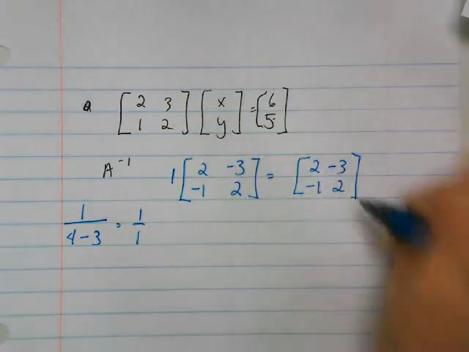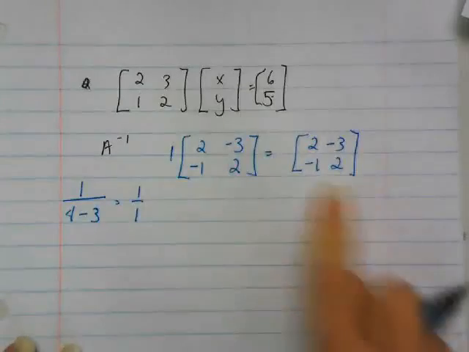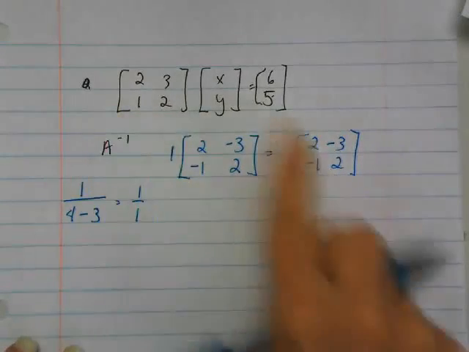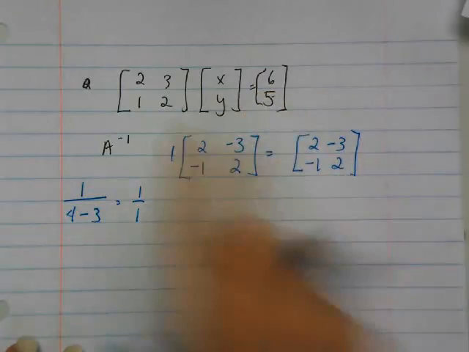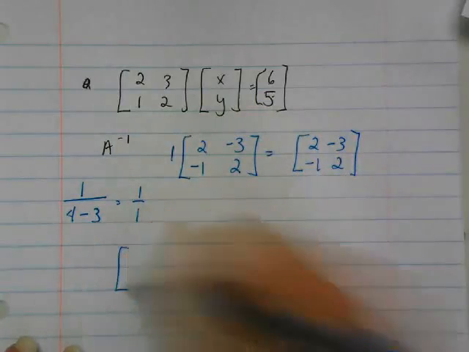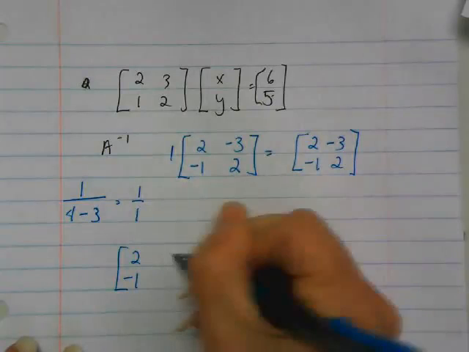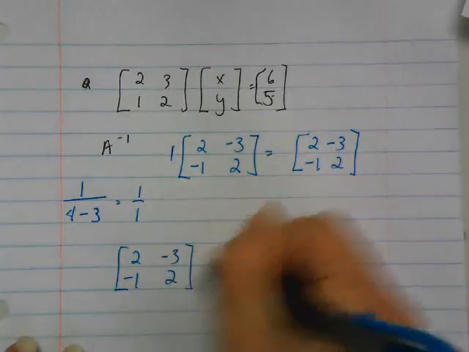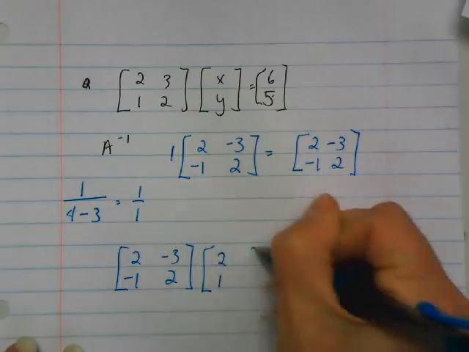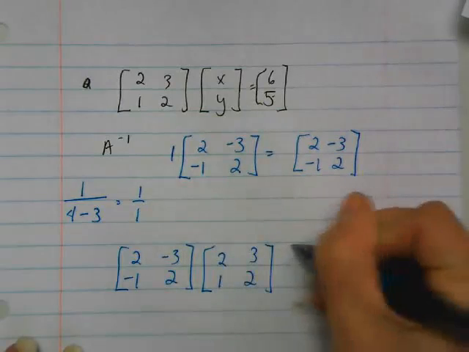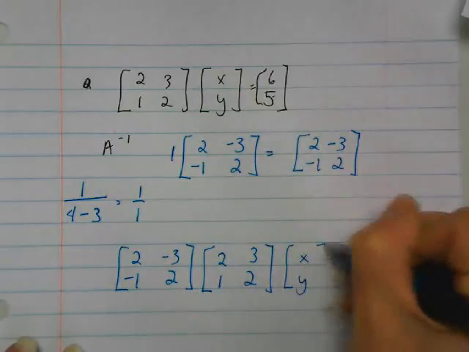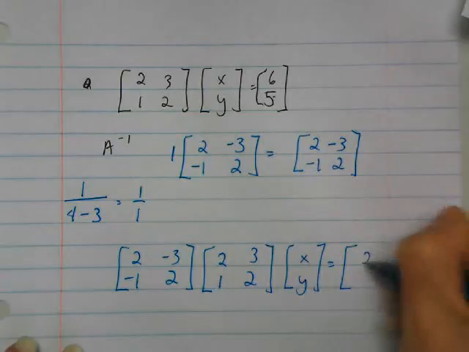So I'm going to take this matrix and multiply both sides by it. Now when I multiply it here, do you agree that that's going to cancel each other out? So if I do 2, -1, -3, 2, times 2, 1, 3, 2, times x y, equals 2, -1, -3, 2, times 6, 5.